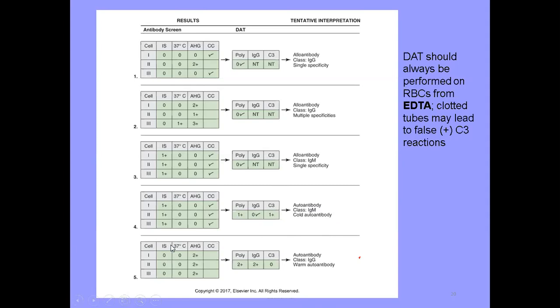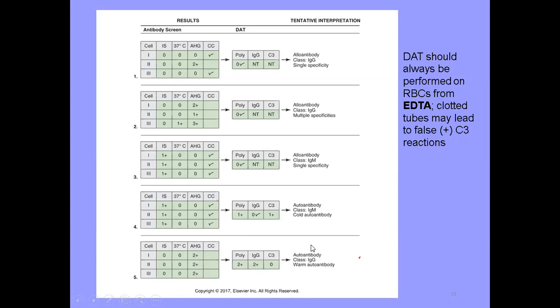And our last example, nothing at immediate spin, nothing at 37, and then we see 2+ reactions with all 3 of our screening cells popping up at AHG. So remember, reactions at 37 or AHG, they are significant, and we're going to say it's class IgG. Went ahead and did the DAT. Polyspecific is 2+. They went ahead and tested separately monospecific IgG, where they got the same 2+ reaction. Monospecific complement was negative. So this tells us that IgG is what is coating this person's cells.